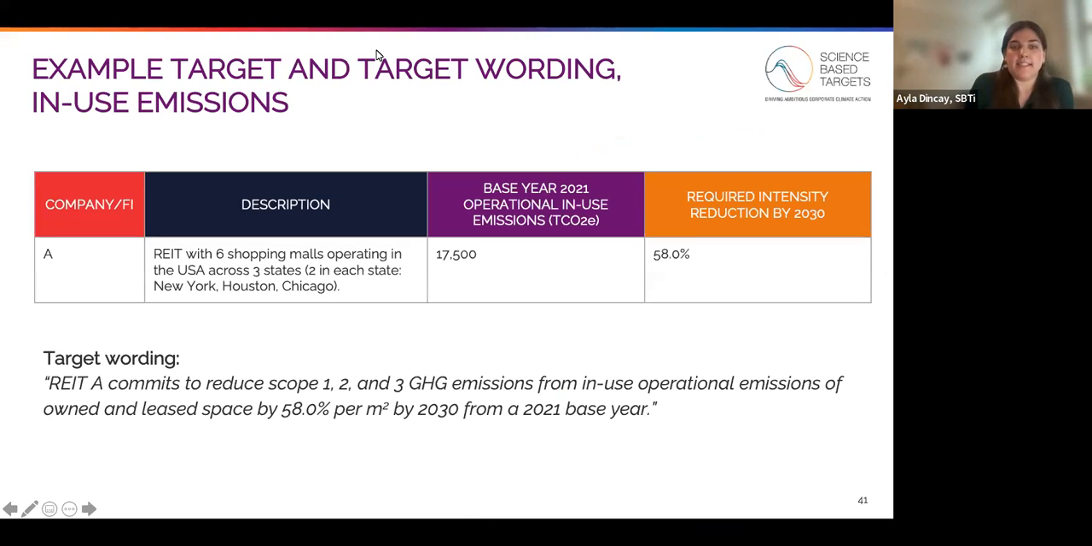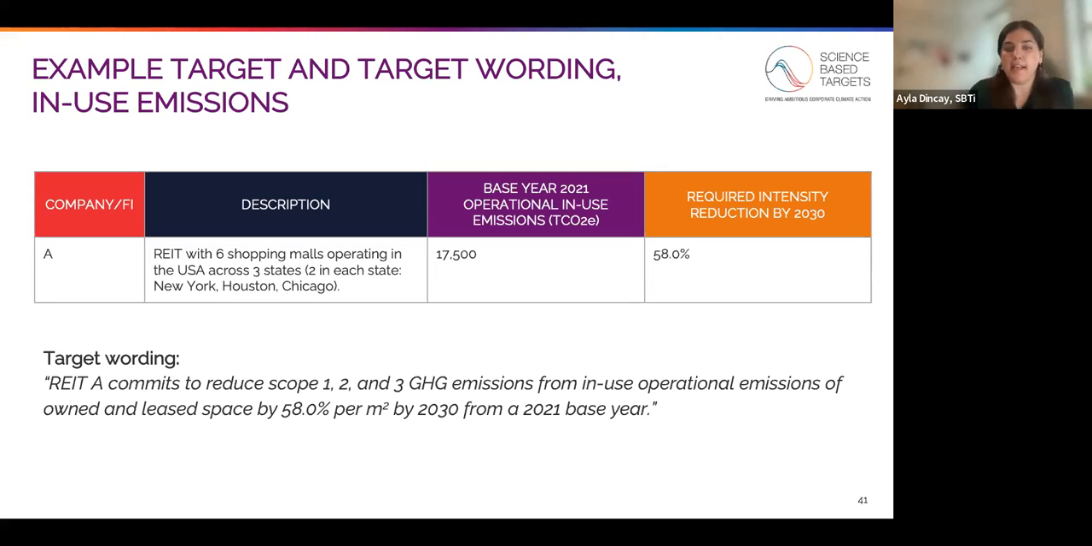In the preceding slides, we have given you a flavor of the 1.5-degree pathways, GHG accounting guidance, and user-specific rules to be taken into account by users. I will finish by showing what this looks like for 2 example companies. In the guidance, we have many more examples. The first example here shows in-use emissions targets.